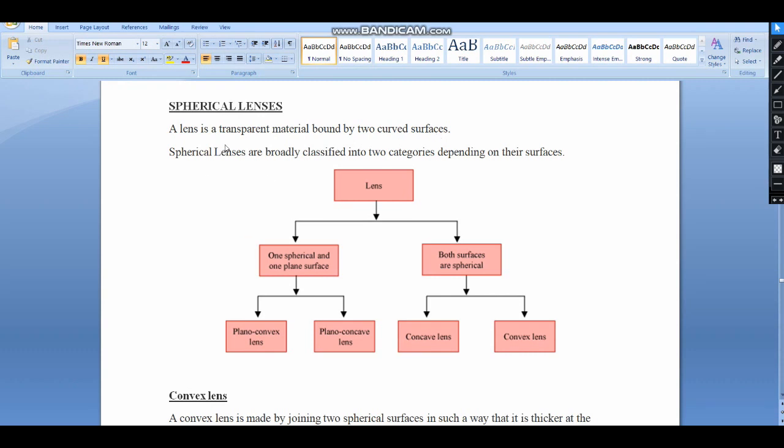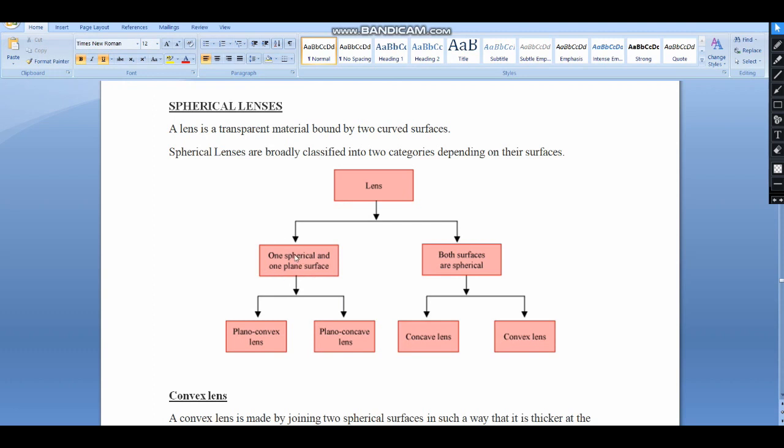Here the medium should be transparent, and it is better if it is homogeneous. Generally, it is sufficient to have a transparent medium bounded by two curved surfaces; that is a lens. Lenses are classified into the following categories: one, where one surface is spherical and the other is a plane surface.